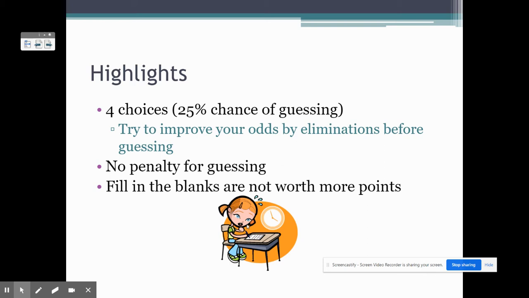This is important. The fill in the blanks aren't worth more points. So if you have 13 guesses, a lot of times the last fill in the blank one is freaking hard. A lot of times. That's why your guesses. So you can't guess C. You're not going to guess it right. So what do you guess on those?